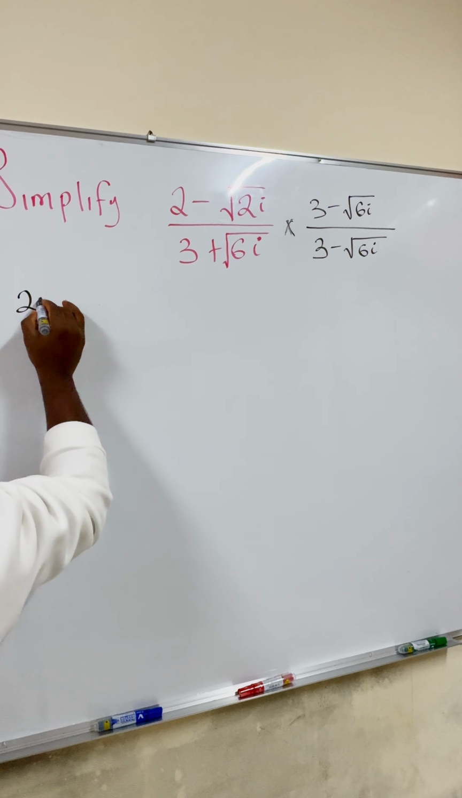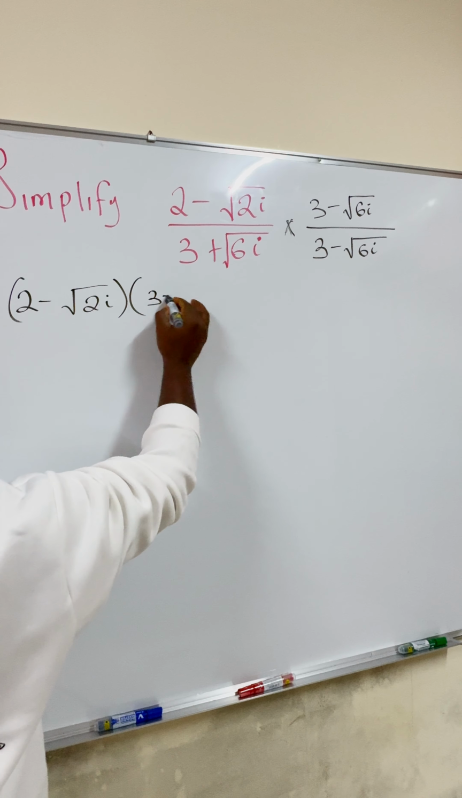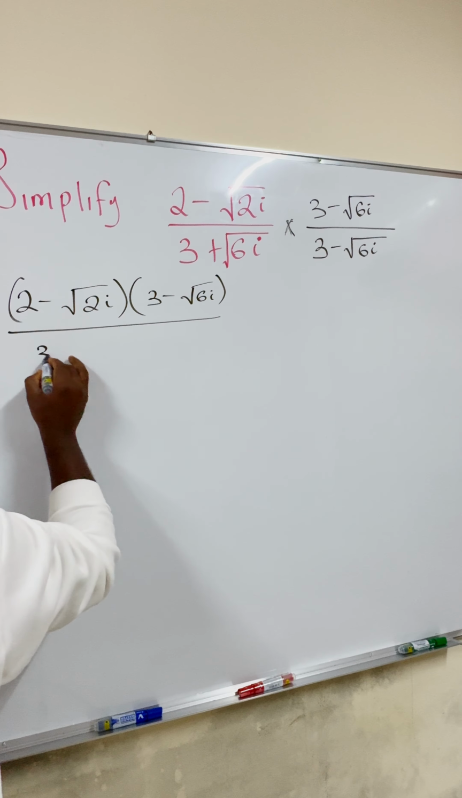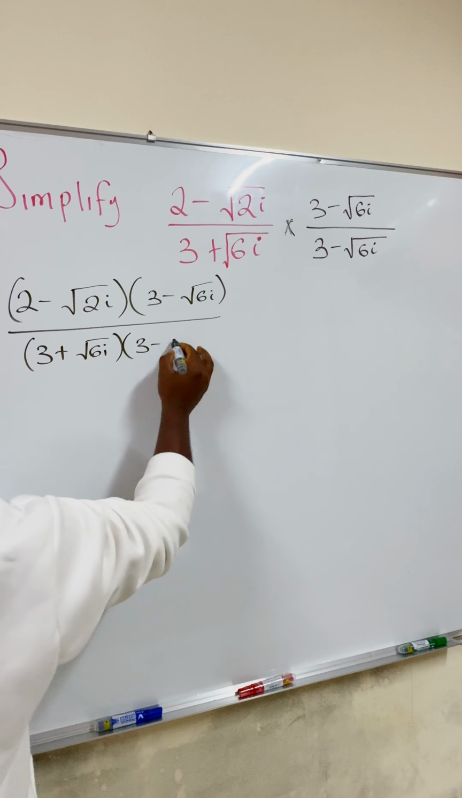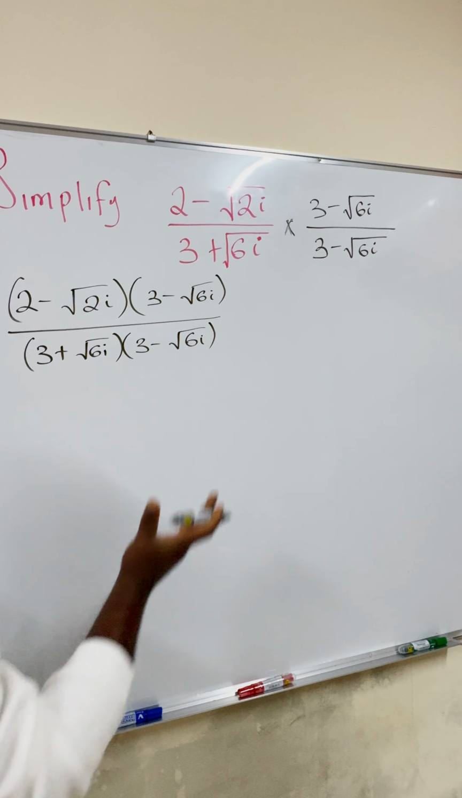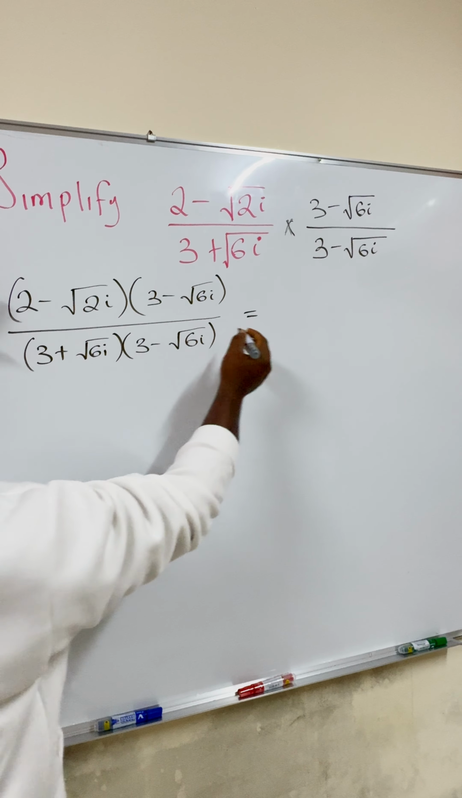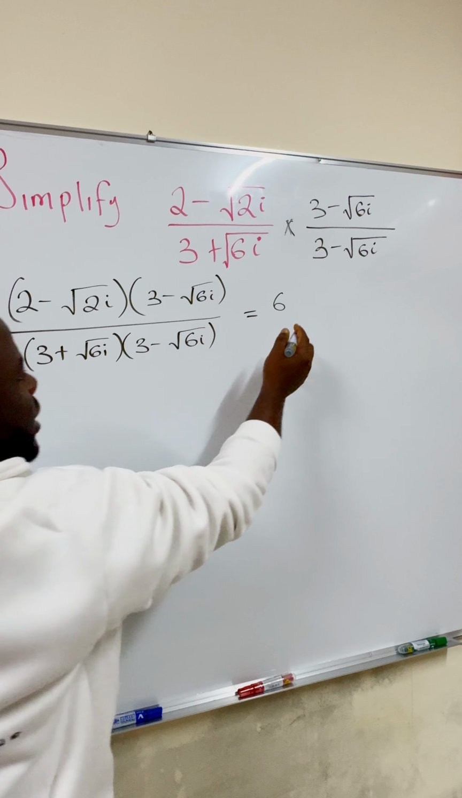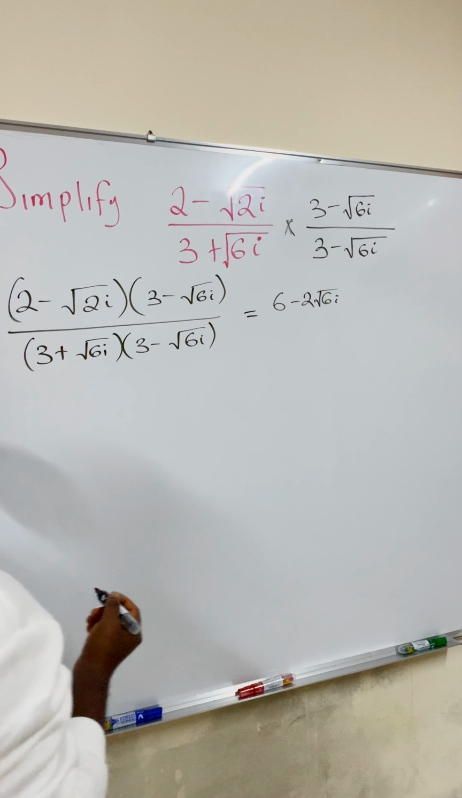I'm going to have 2 minus square root of 2i, then multiply by 3 minus square root of 6i, everything over 3 plus square root of 6i, then multiply by 3 minus square root of 6i. Right? So the next thing we need to do is, of course, expand by opening the brackets. So we have 2 multiplied by 3 is going to give us 6. Now 2 multiplied by negative square root of 6i is going to give you negative 2 square root of 6i.